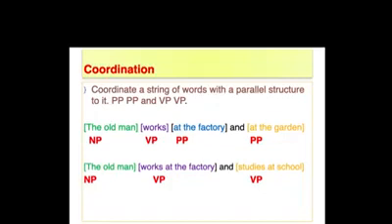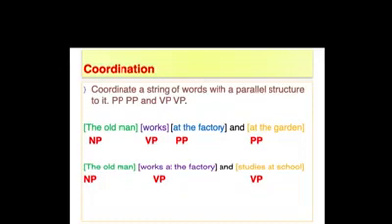Also, we can repeat starting from the VP point. The old man works at the factory, and studies at school. So sorry, there is a mistake there. And studies at school.